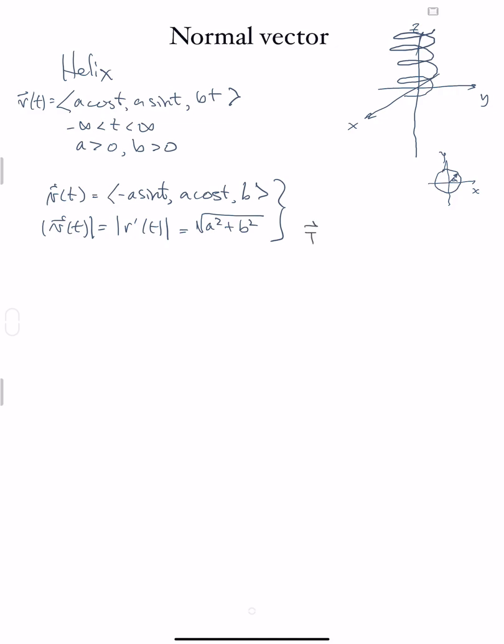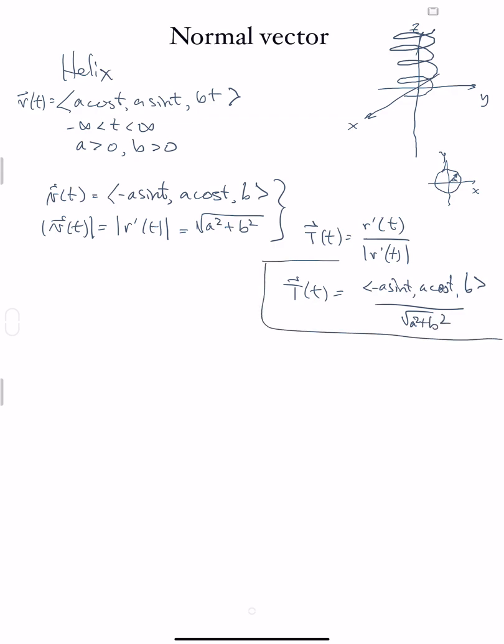So that T, the unit tangent vector, T of t, is our ratio of our values here, and we find out that it is the vector, where are we here? So T is then that vector, minus a sine t, a cosine t, b, all over the speed. Okay, so there we go. So there's our unit tangent vector.